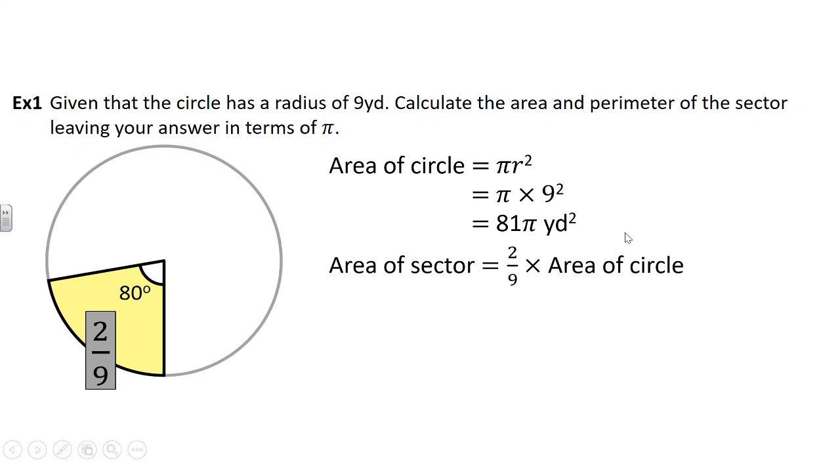Okay, so you can use a calculator for this. You can either use a scientific one that will let you type 2 over 9 times 81 pi in, or you could do 81 pi times 2 divided by 9, which would also give you the answer of 18 pi, and then we've got an area, so it's yards squared. So remember, this one is asking for terms of pi. If it asked for a decimal place, you would then press S to D and change it to a decimal.